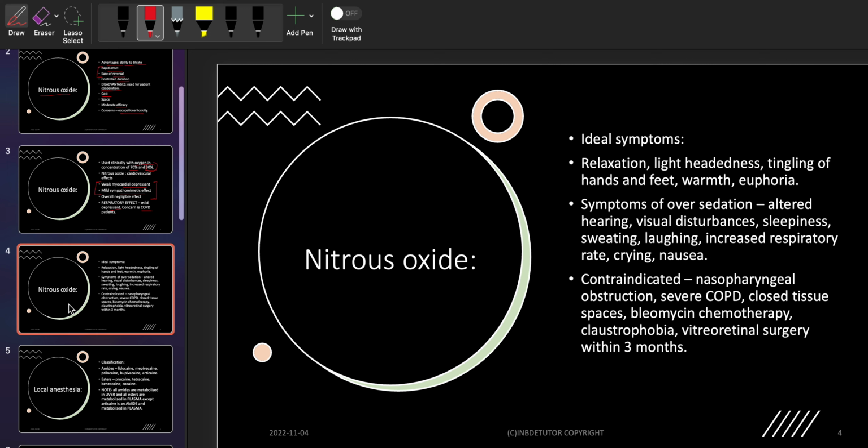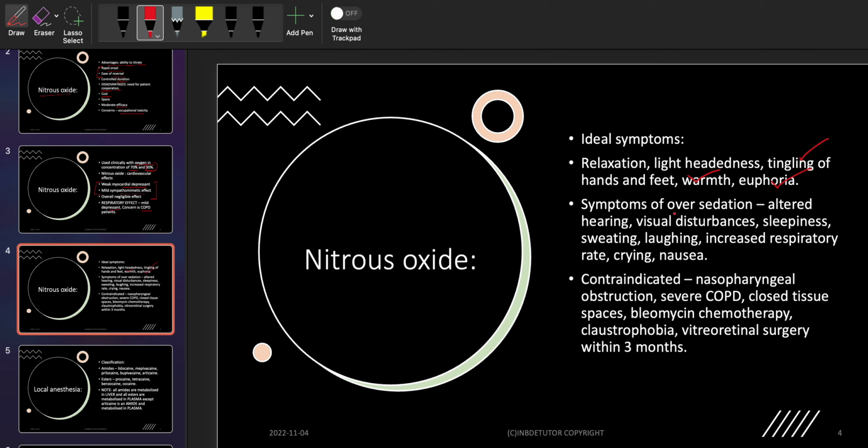Moving to our next slide, let's talk about the symptoms. So once you start giving nitrous oxide to a patient in the clinic, what is going to happen? There will be relaxation, lightheadedness, tingling of hands and feet. Patient will feel some warmth. There will be euphoria, means feeling of good.